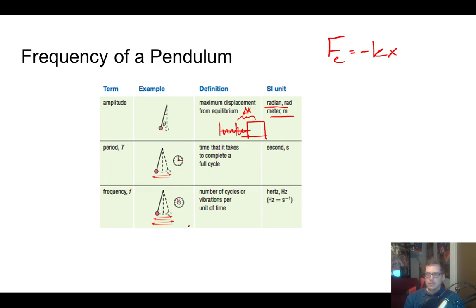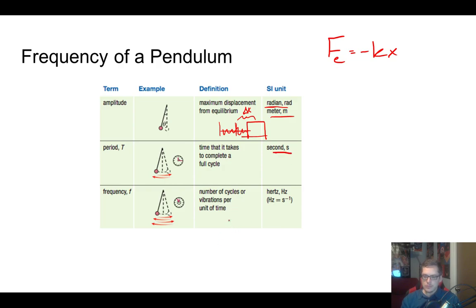Now, two new ones, or not new, but the ones we want to focus on a lot here is period and frequency. All right, period is defined as the time it takes to complete a full cycle. And a full cycle would be from one point back to its original point again. So we're starting on one end here, we go out, and then we come back to this original point. That would be one full cycle, and the amount of time it takes to do that would be the period, and this is measured in seconds.